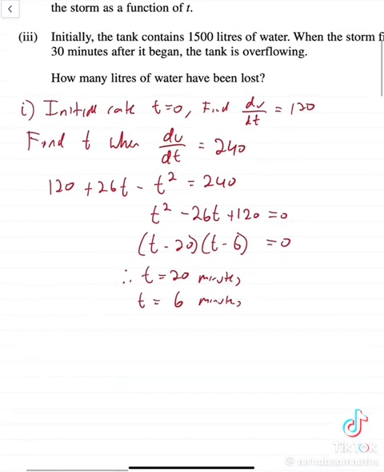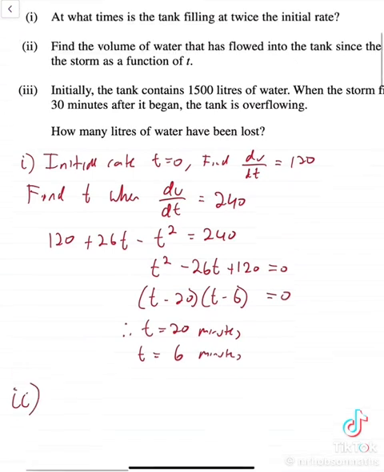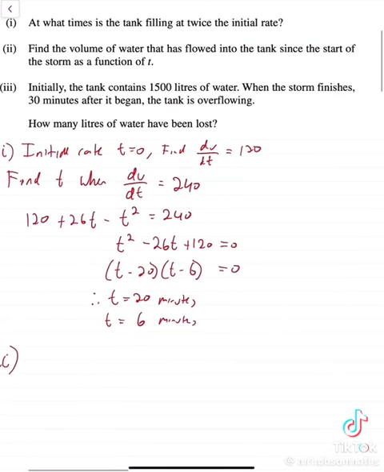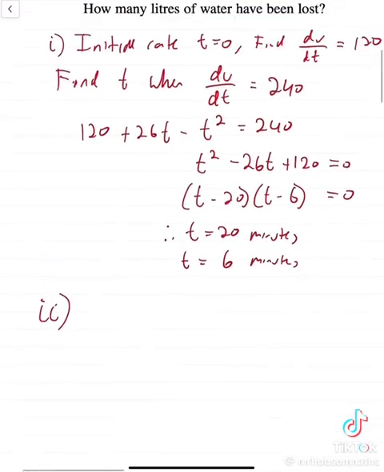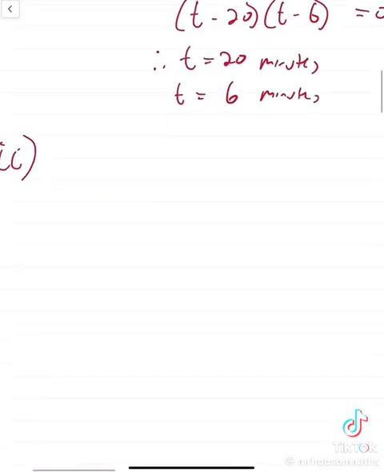Cool. Part 1 done. Part 2. Find the volume of water that has flowed into the tank since the start of the storm as a function of t. So what that's saying is find the volume. So we have dV/dt, we want to find V.